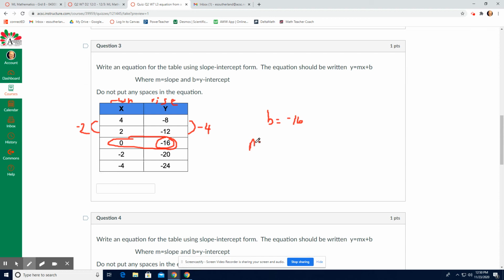Would be negative 4 over negative 2. Remember, a negative over a negative turns to positive. And then 4 over 2 reduces to 2. So I would type in y equals 2x minus 16. It's minus 16 because it's negative 16 here.